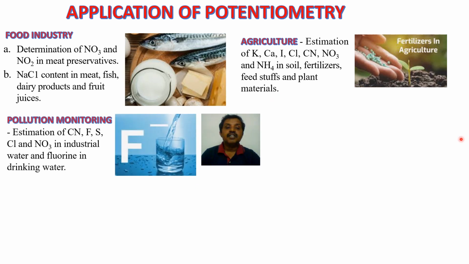The potentiometric methods are used in pollution monitoring, that is estimation of cyanide, fluoride, sulfur, chlorine, and nitrate in industrial water, to estimate the content of these species in the industrial water. Even to find out the content of fluorine present in drinking water, the potentiometry method is used.